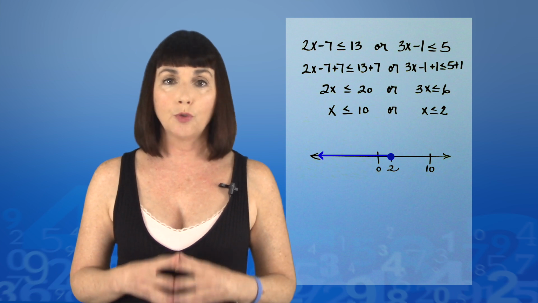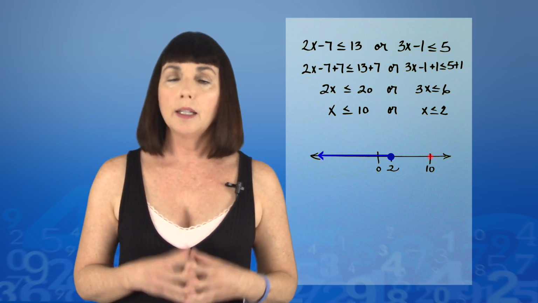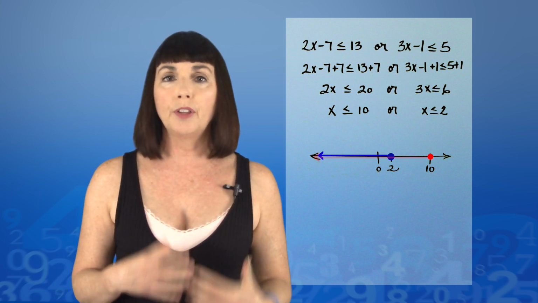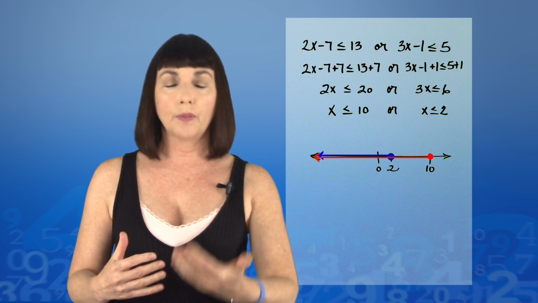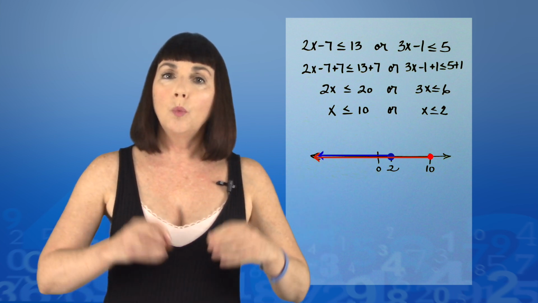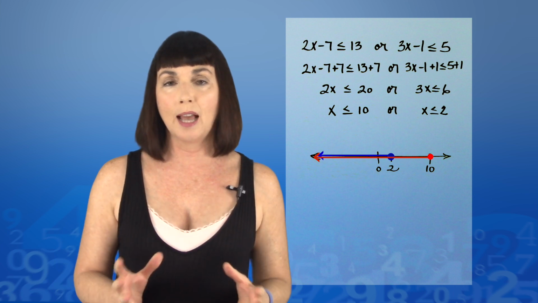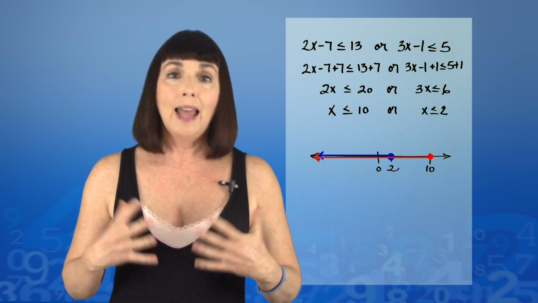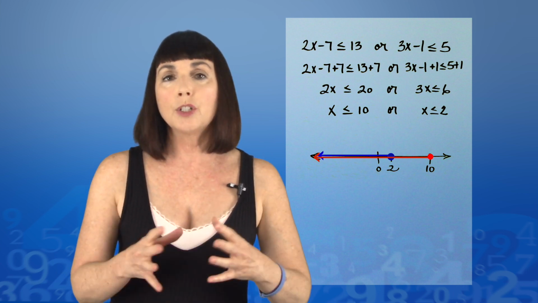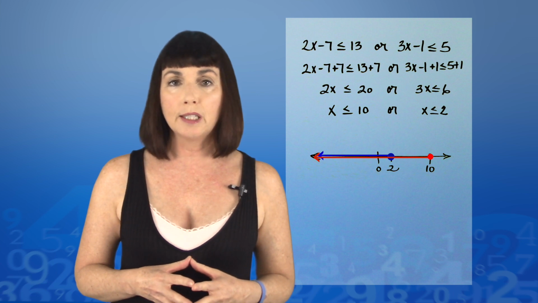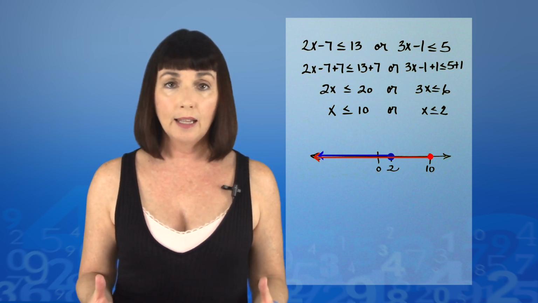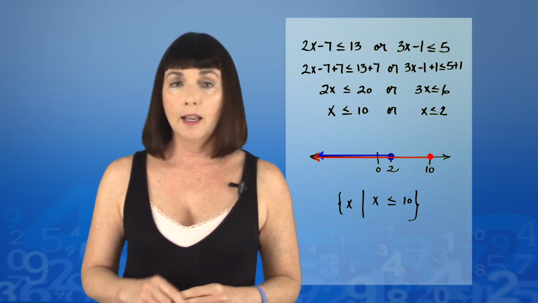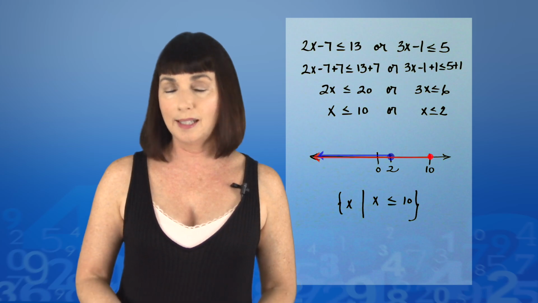Okay, so now let's draw x is less than or equal to 10. So again, that would include 10 because it's less than or equal to, and it would be everything less than or equal to 10, so everything below 10 as well. Now, what's the union of those two sets? Well, x less than or equal to 2 is included in x less than or equal to 10. So the union of both of those solution sets is just x is less than or equal to 10. So the solution to this compound inequality is all x, such that x is less than or equal to 10.